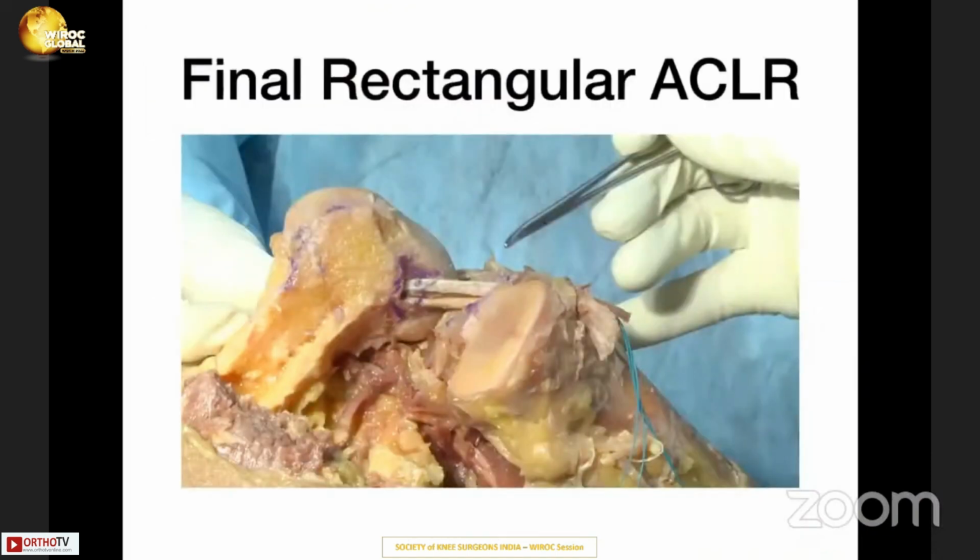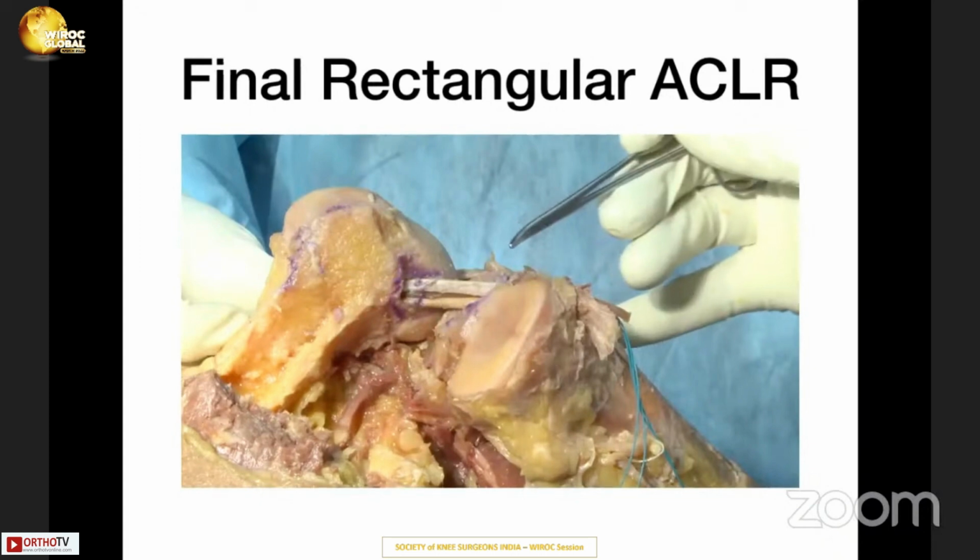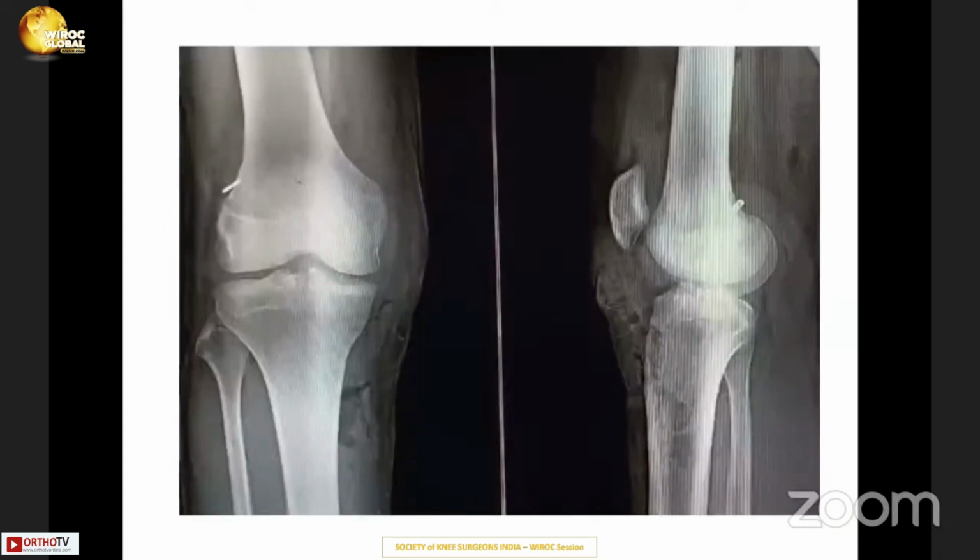Even on the cadaver, if you see, the anteromedial bundle is taut, and as I showed you, the anterior half of the graft will go medially and the posterior half will go laterally. So it will form some sort of double bundle like effect. And that's the post-op X-ray of the patient, which shows it very well fixed with screws and the intact cortex.